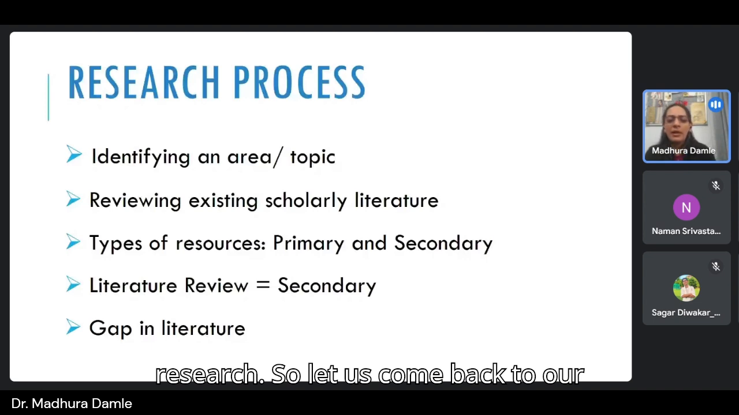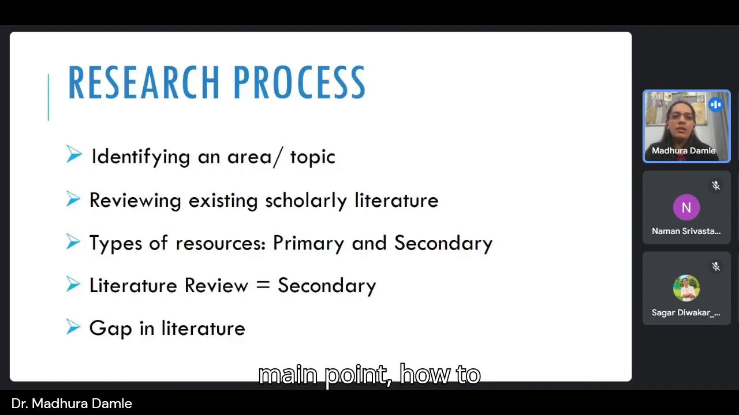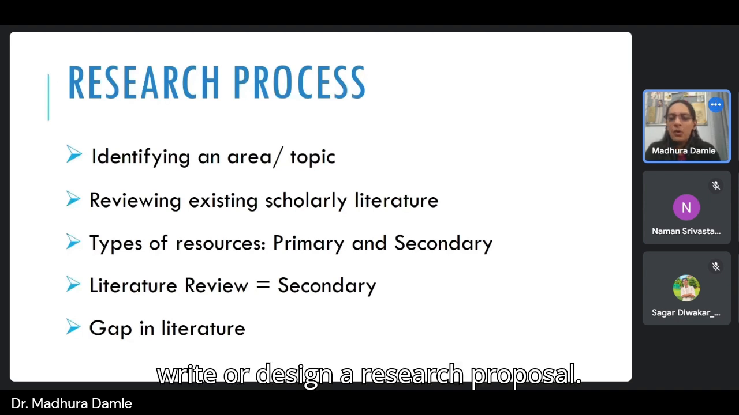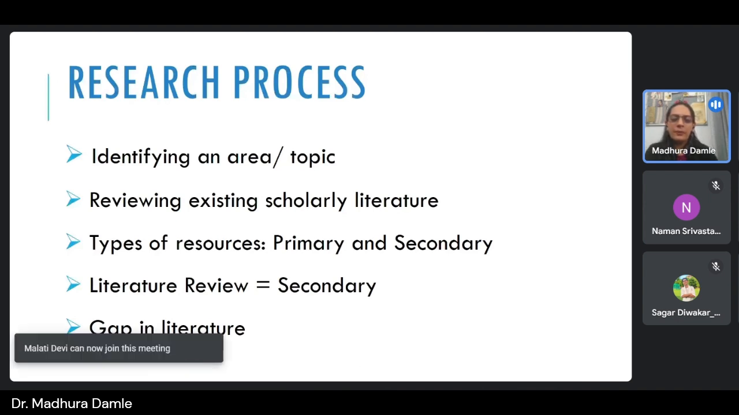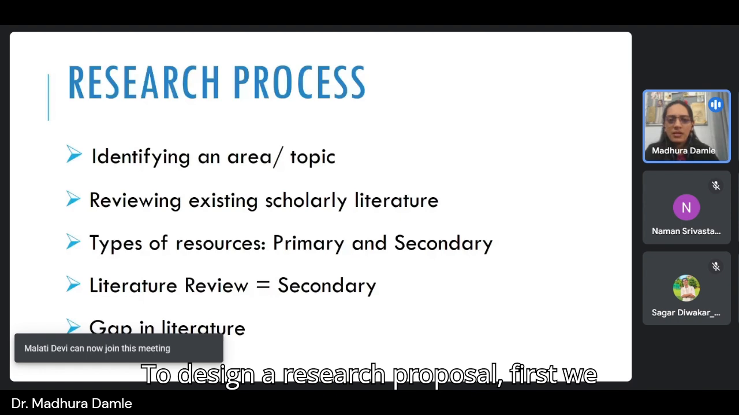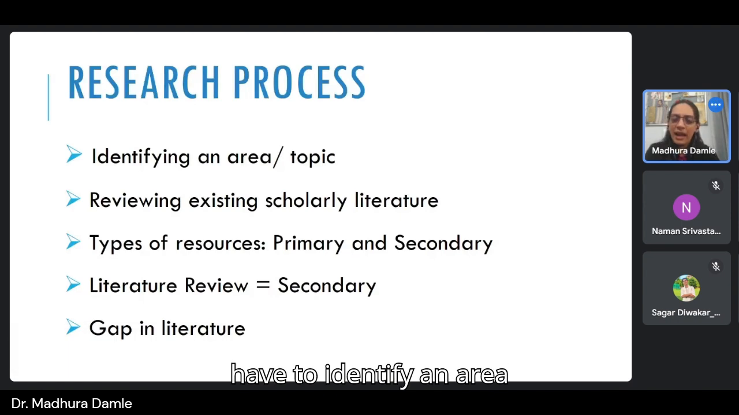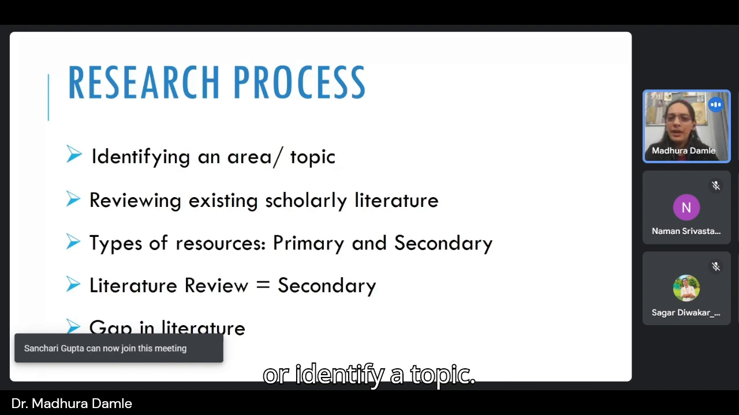So let us come back to our main point, how to write or design a research proposal. To design a research proposal, first we have to identify an area or identify a topic.